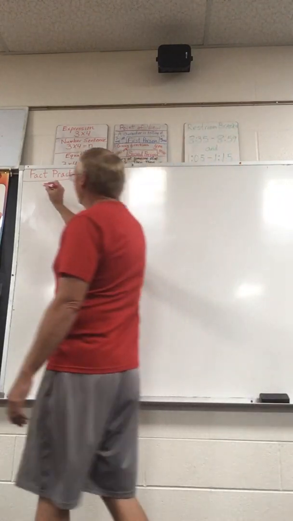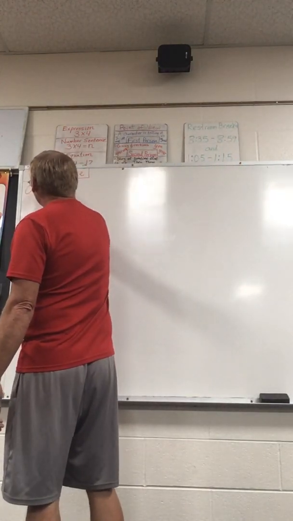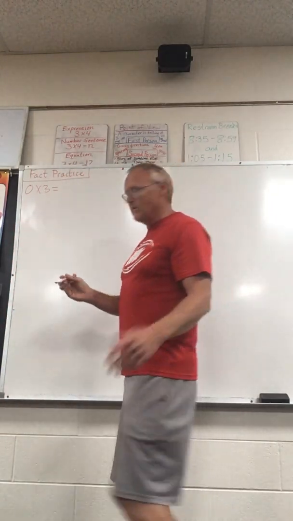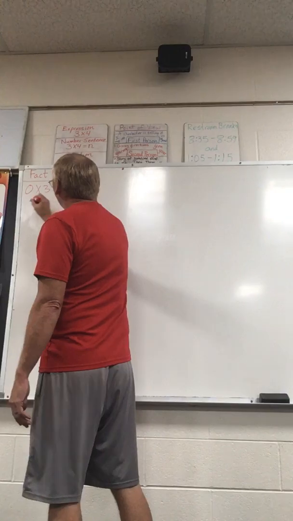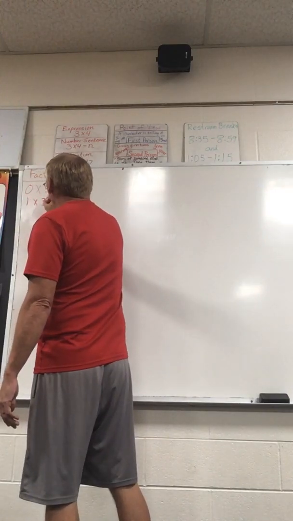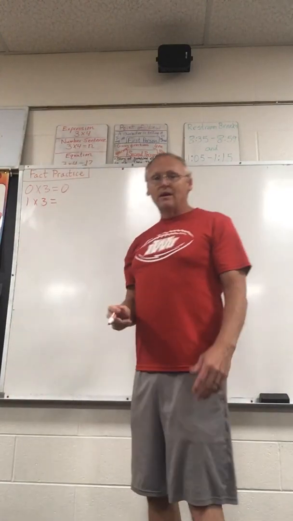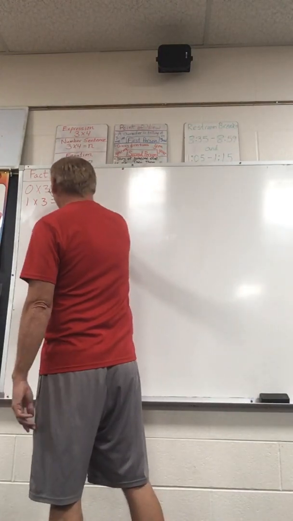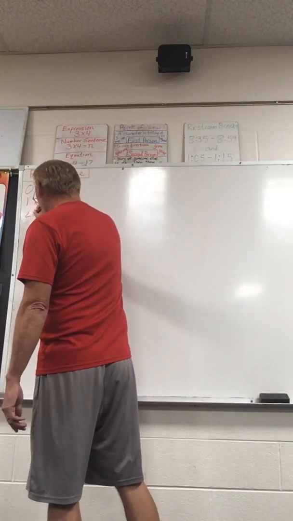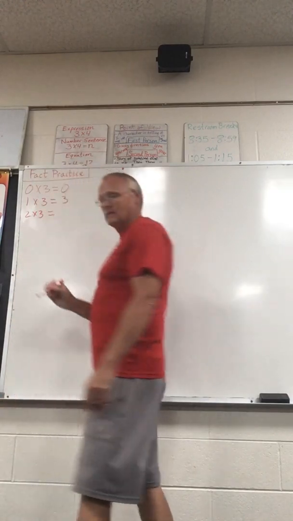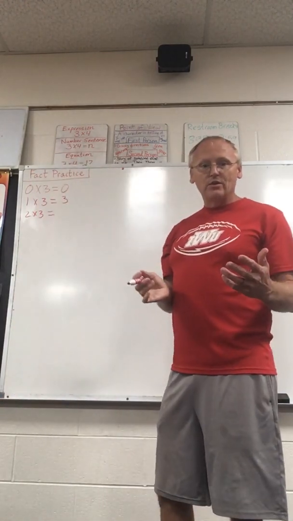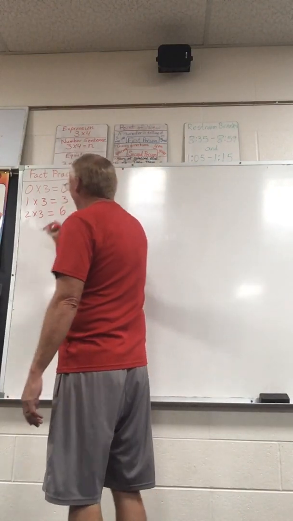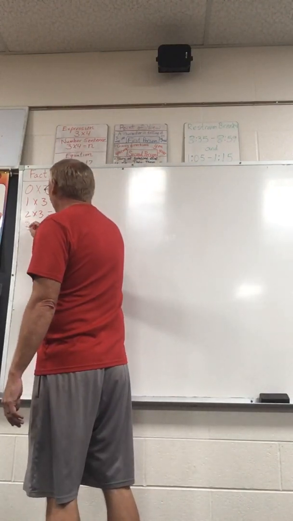I'm going to start with 0 times 3 equals, and we know anything times 0 is 0, right? 1 times 3 equals, and you know anything times 1 is the other number, so in this case it's 3. 2 times 3 equals, we know when we multiply by 2 we simply double the other number, so that's 6. And then you move on to 3 times 3.